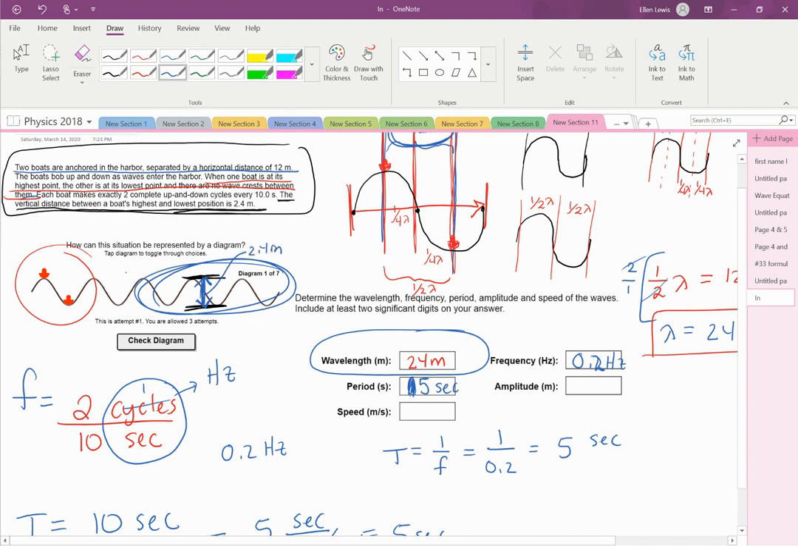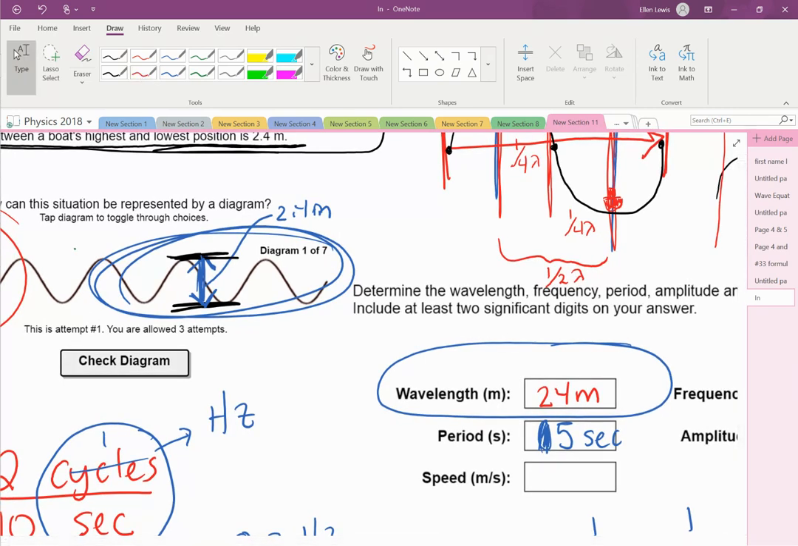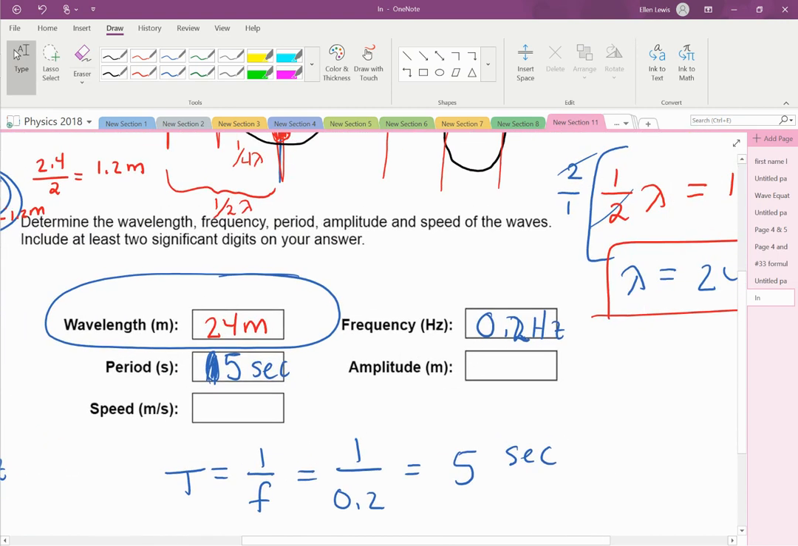But if you remember, amplitude doesn't measure from the highest point to the lowest point. Let me make my picture a little bit bigger. Amplitude is measuring from equilibrium to the top of the crest or equilibrium to the bottom of the trough. So you're going to have to take this total distance and divide it by 2. Right, 2.4 divided by 2. It's going to be 1.2 meters. So that's 1.2, and that's 1.2. So the amplitude is going to be 1.2 meters.